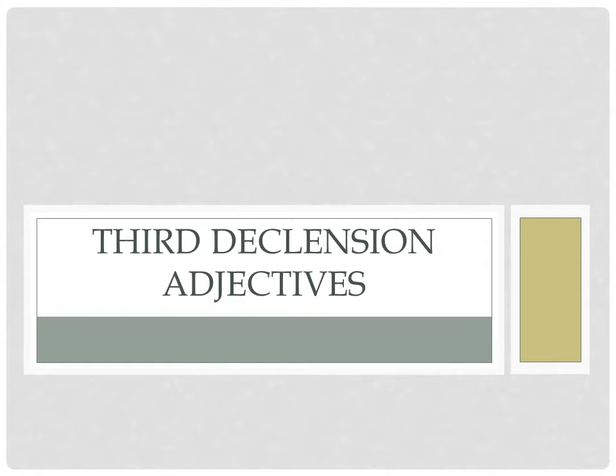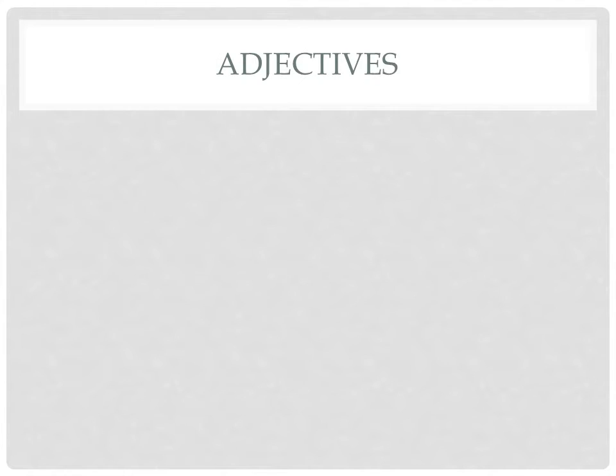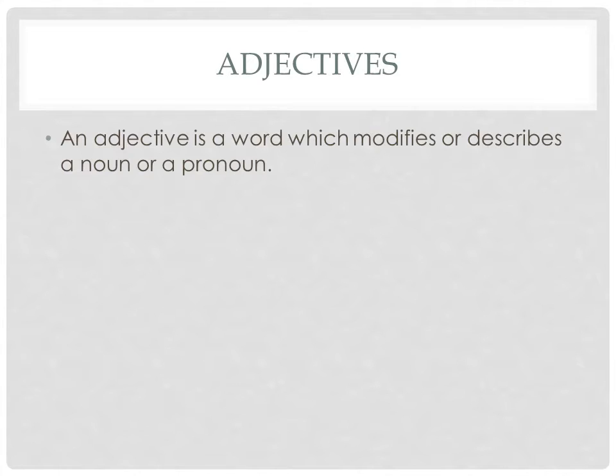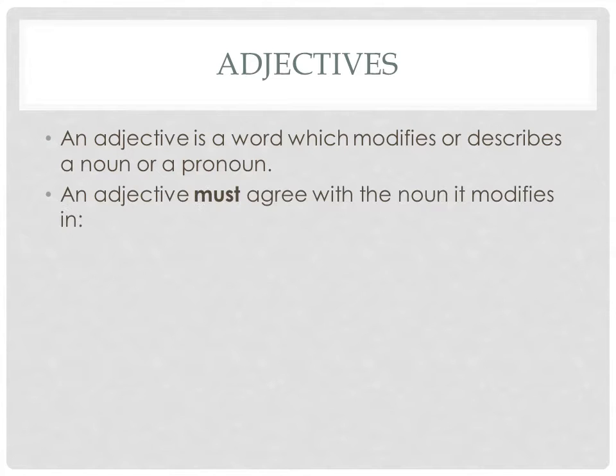So let's take a little bit of time here to talk about third declension adjectives. When we work with third declension adjectives, or really any type of adjectives, there's a few things we need to keep in mind. The first of those is that an adjective is a word which modifies or describes a noun or a pronoun. That's a simple definition of adjective. It's true in Latin and in English. An adjective is a word that describes, it modifies a noun or a pronoun.